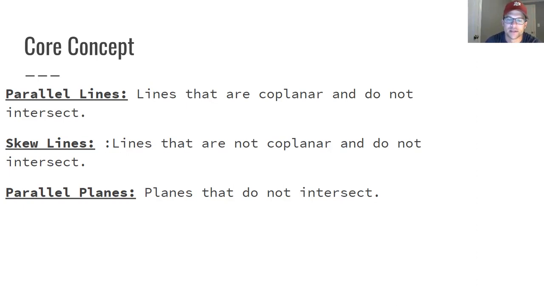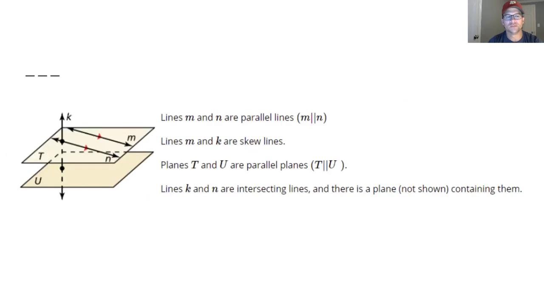Then parallel planes are whole planes that don't touch each other. So think of the top and the bottom of a Kleenex box, or the left and the right of a Kleenex box. They're the planes that don't touch each other. So this is a diagram that has all three of those examples present.